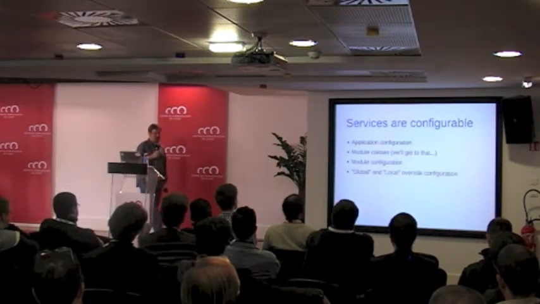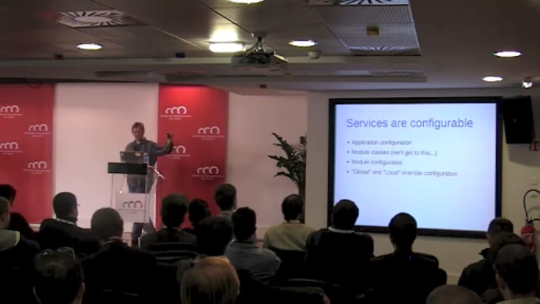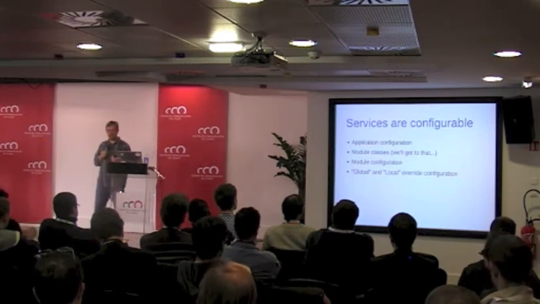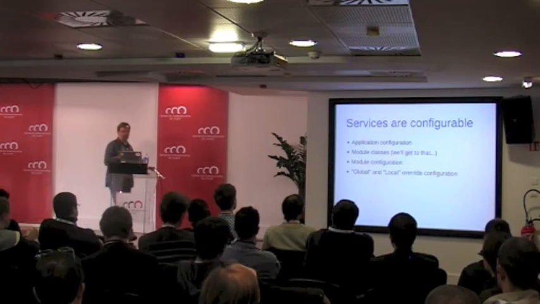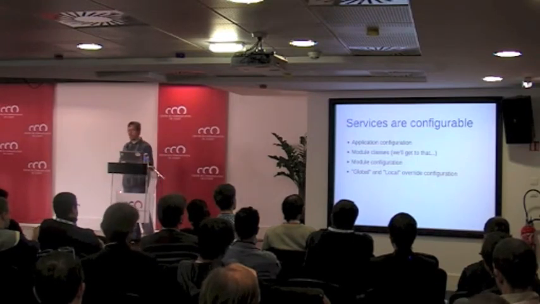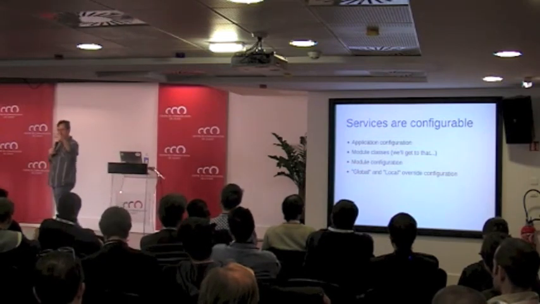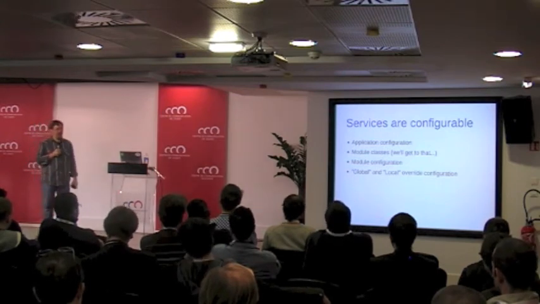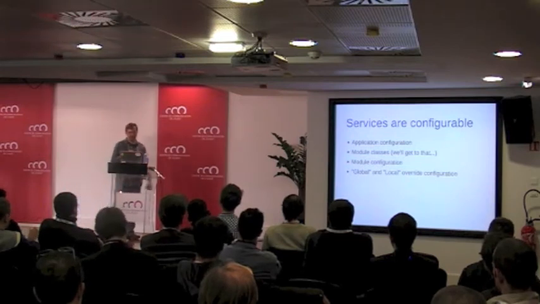The other thing is that services are configurable. And we've got a variety of different ways. What I'm showing here is the order of precedence. So application configuration will define your base level of services. Then you'll have your module classes. We'll get to those in a minute. The module configuration, and then you can also have global and local override configuration. So I can change all of this and substitute at any stage in here, and as we go down, it will override whatever was above it. And this is one of the most powerful parts of the service manager as far as I'm concerned.